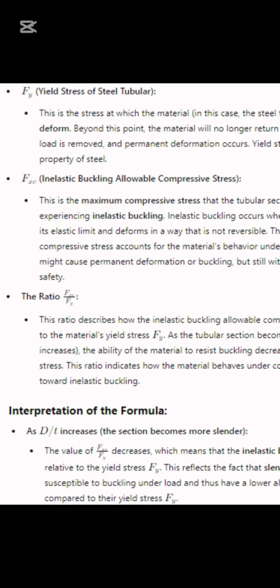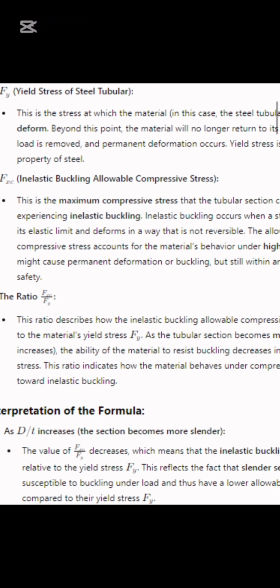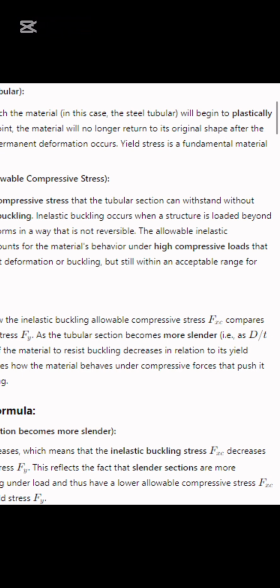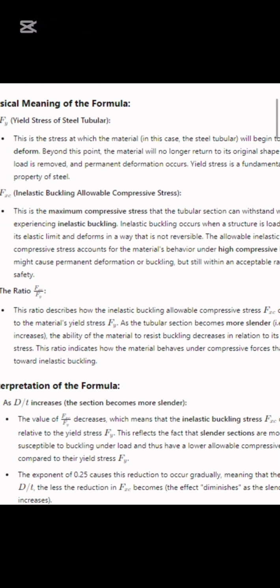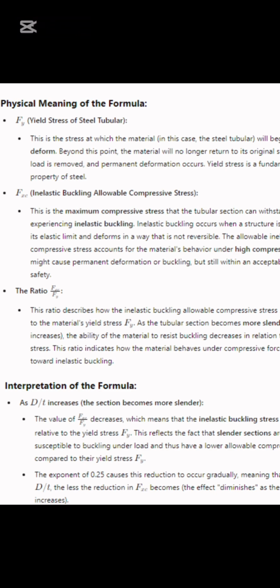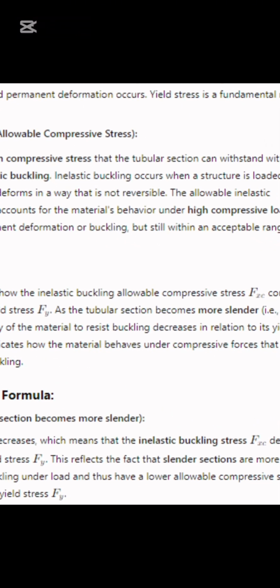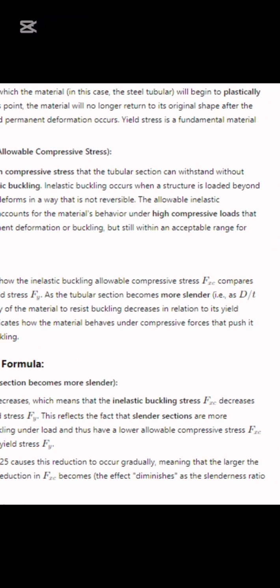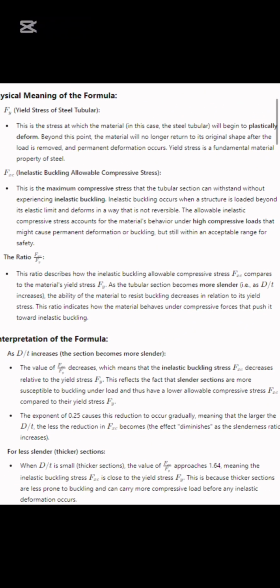Fx is the inelastic buckling allowable compressive stress. This is the maximum compressive stress that the tubular section can withstand without experiencing inelastic buckling. The ratio Fx by Fy describes how the inelastic buckling allowable compressive stress compares to the material's yield stress.